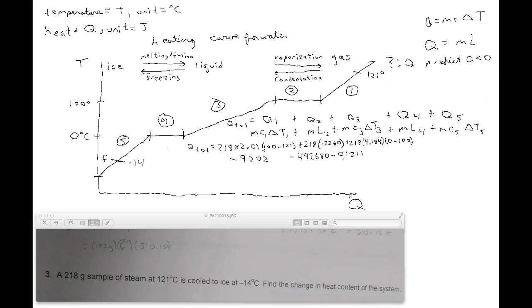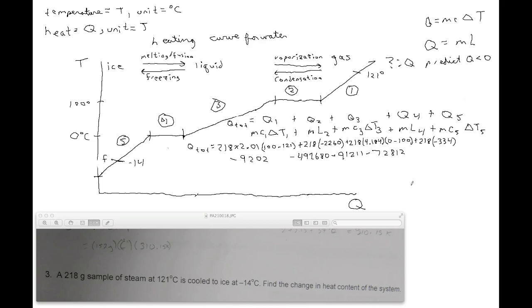The fourth equation would be Q equals ML, where the liquid turns to ice. And that means Q is equal to 218, and since it's going from liquid to ice, that'd be freezing, so it would be negative 334 joules per gram. That is equal to negative 72,812 joules.